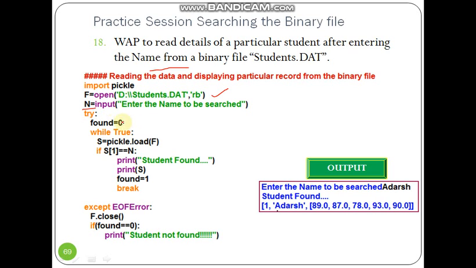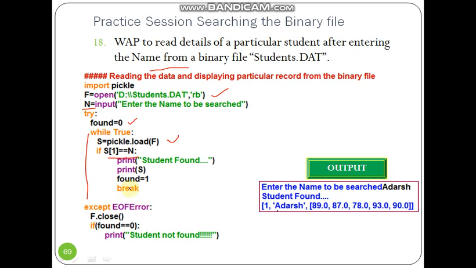Then like before we are looping, using the found variable and making it 0, and using a while true loop we are looping through each student, and the student's details are loaded using pickle.load, and the name we are checking here. The name is the second element in the list, so S of 1 is checked against this name. If it is found, we are displaying it and breaking out from there.